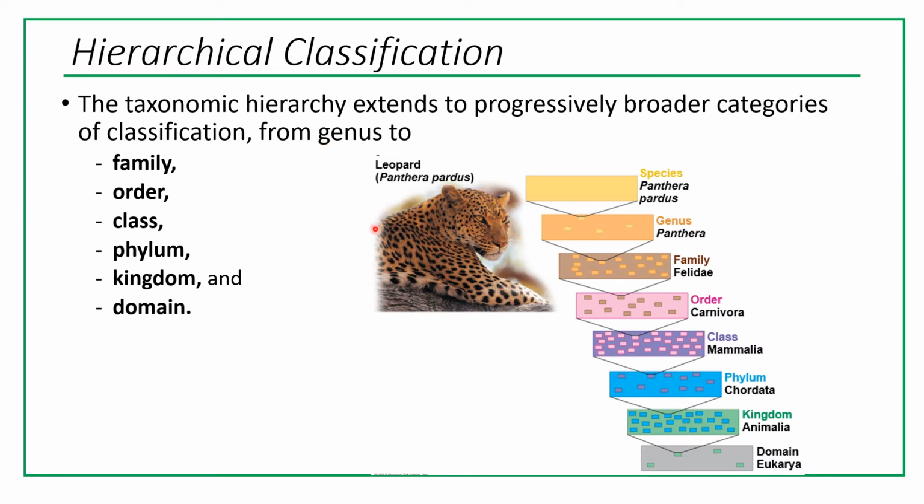And if you look over here, you see the leopard and its scientific name, right? That's the species name. The first name is the genus. And then we progress to broader categories of classification. From genus, we go to family, order, class, phylum, kingdom, and domain. So domain is the biggest group, right? Kingdom is smaller than domain, and phylum is smaller than kingdom.